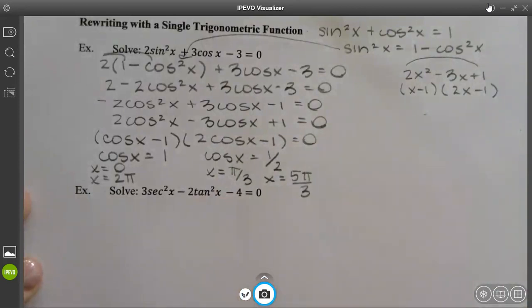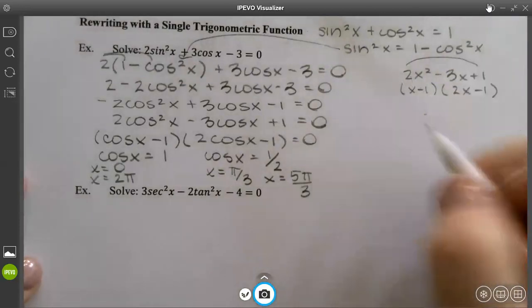Did it give you a domain? No. So what do I have to make sure I do? Do we add 2 n pi or do we add n pi? How do you know? Cosine is just like what? Sine, it's just shifted over, right? So it's still going to be that 2 pi, it just starts at a different area. So the length is still going to be 2 pi, it just starts differently.